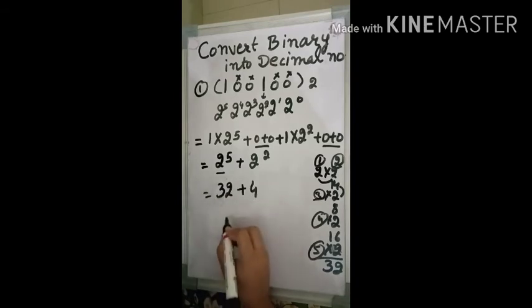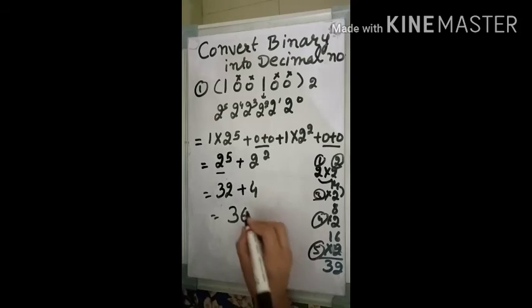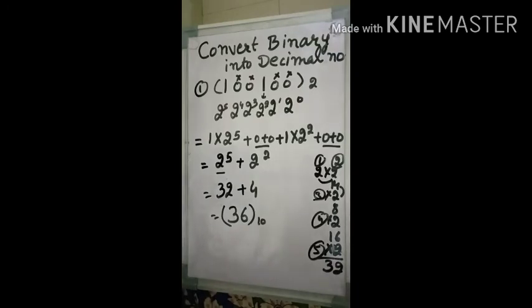So let's add it: 36. This is our answer, and this number is in decimal form. Is this process clear now? In this way you can also convert any binary number into a decimal number.